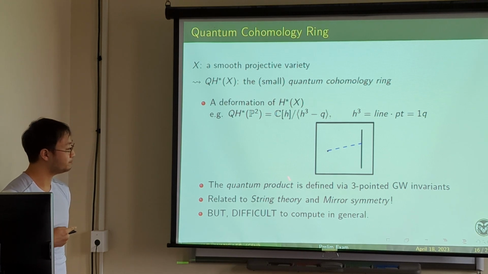So that's the quantum product, which is defined through a 3-pointed WDVV invariant. And this quantum cohomology is important in the sense that in math physics, it is related to string theory and mirror symmetry. But the problem is that this is difficult to compute.